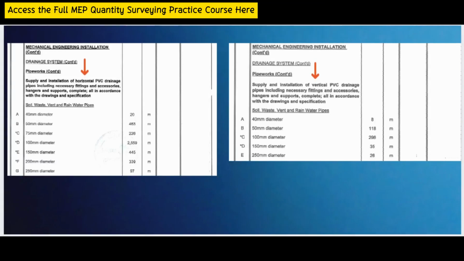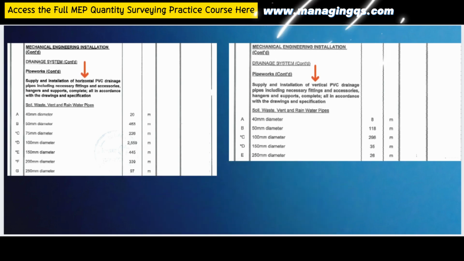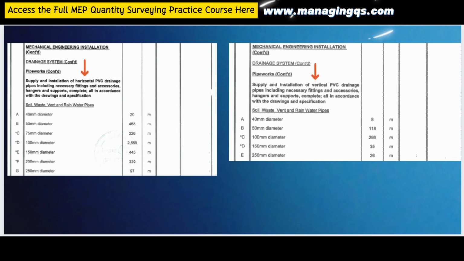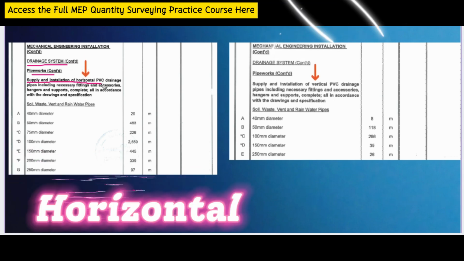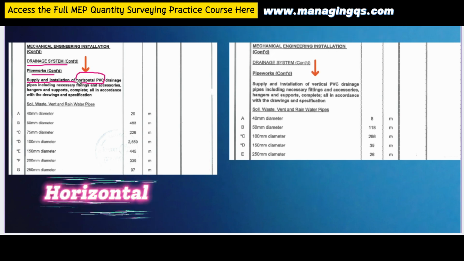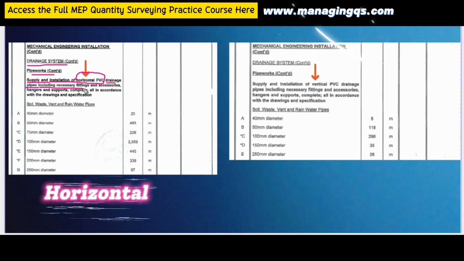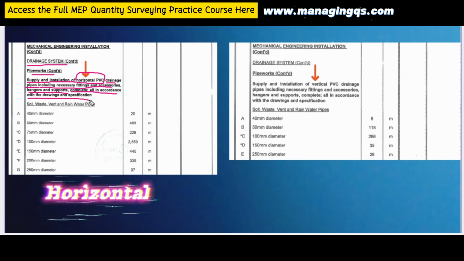Did you know in the BOQ of drainage system why we have to take the pipe measurement separately as vertical and horizontal wise? So in this session I am going to explain some very important information regarding this. You can see here under the drainage system the pipe works supply and installation of horizontal PVC. The very important terminology is horizontal. PVC drainage pipes including necessary fittings and accessories, hangers and supports complete all in accordance with the drawings and specification.